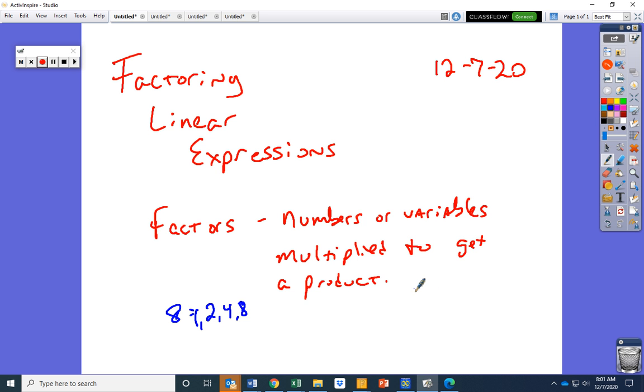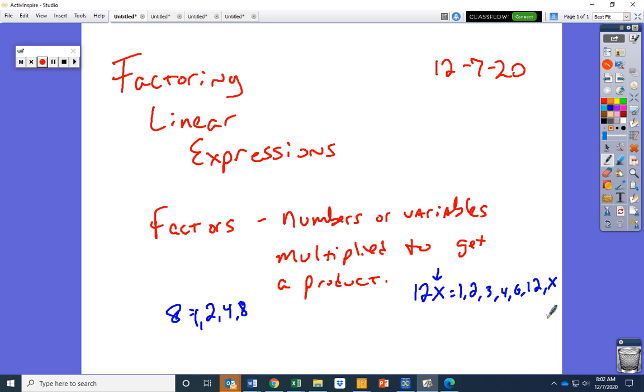So let's say I added something to this. Let's say I had something like 12x. What do you think the numbers that I multiply to get 12x are? Well, first of all, I can start with 1 and what? 12. What else? 2 and 6. Anything else? 3 and 4. Okay? But there's one other thing I can multiply because what do I have here? I have an x. So I'm going to add an x to all those factors. Okay? That's all of the factors of 12x. Does that make sense so far?